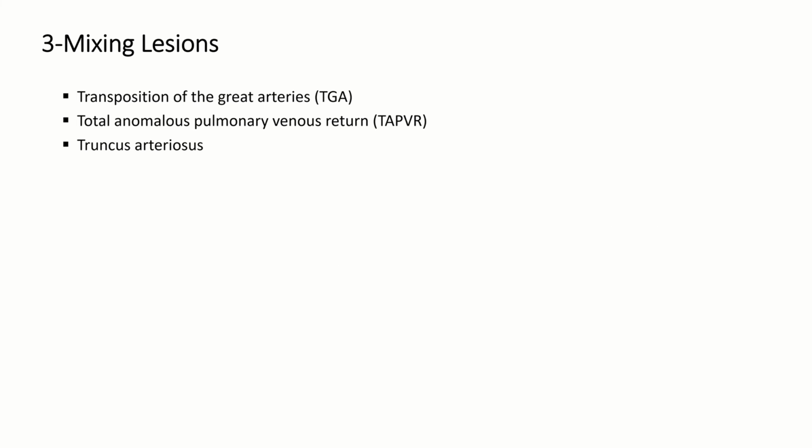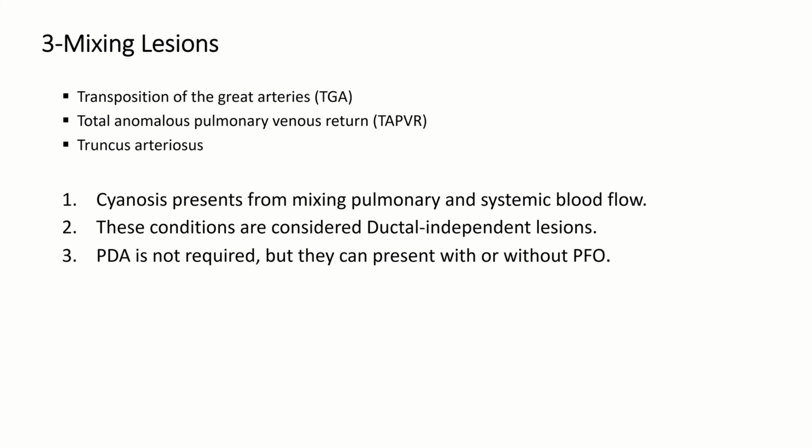On top of the list is the TGA, transposition of great arteries, the TAPVR, total anomalous pulmonary venous return, and the truncus arteriosus. The pathophysiology of this group is that cyanosis will be present due to mixing of the pulmonary and systemic blood flow, so it will be mixing inside the heart. This condition is considered a duct-independent lesion. So in this condition, the duct will not support the pulmonary or the systemic circulation. PDA is not required, as it can be present with or without PFO.